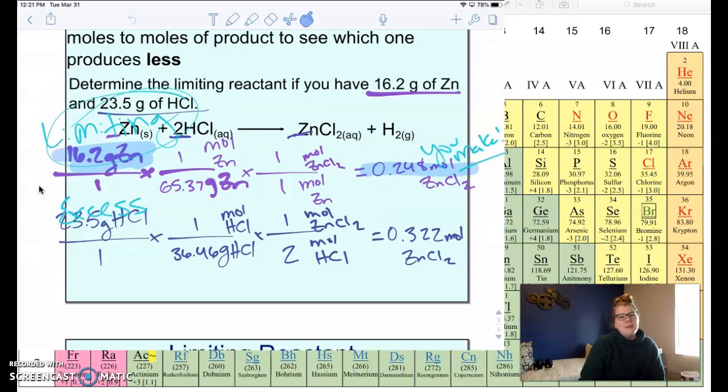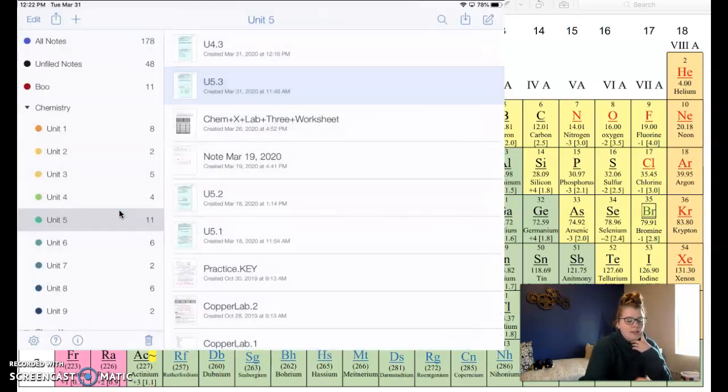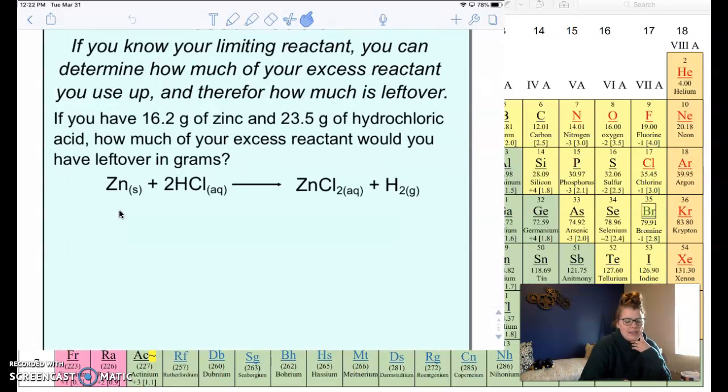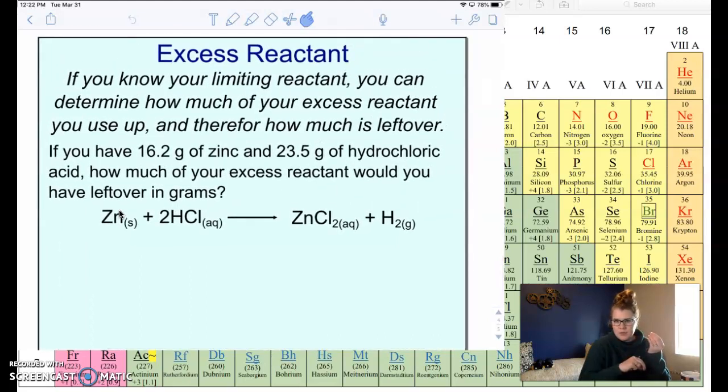So we had figured out that our limiting reactant was zinc, and that we made 0.248 moles of zinc chloride. That also means by proxy that hydrochloric acid is our excess reactant. So we were going to have some leftover of that. So what this question is asking us is, how much is left over?